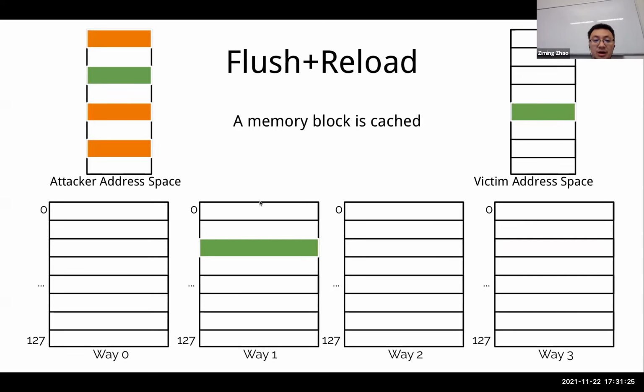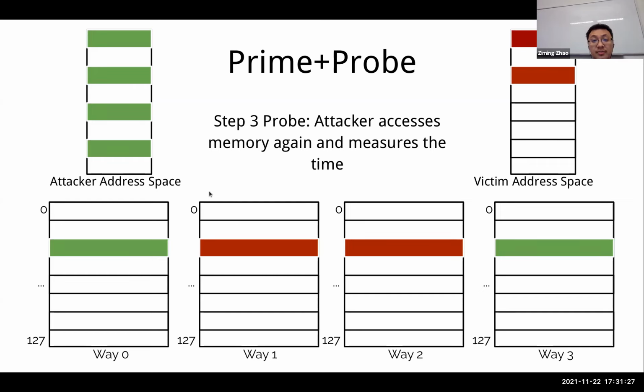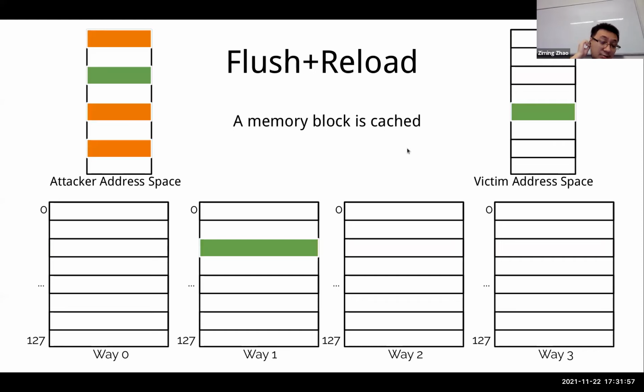After that, the attacker accesses those memory locations again and also measures the time. Some accesses will be very fast because the data are still in the cache. However, for some memory locations the access will be very slow because the data has already been evicted. Then the attacker can infer what the victim has been accessing in its own address space. That is the prime and probe attack.